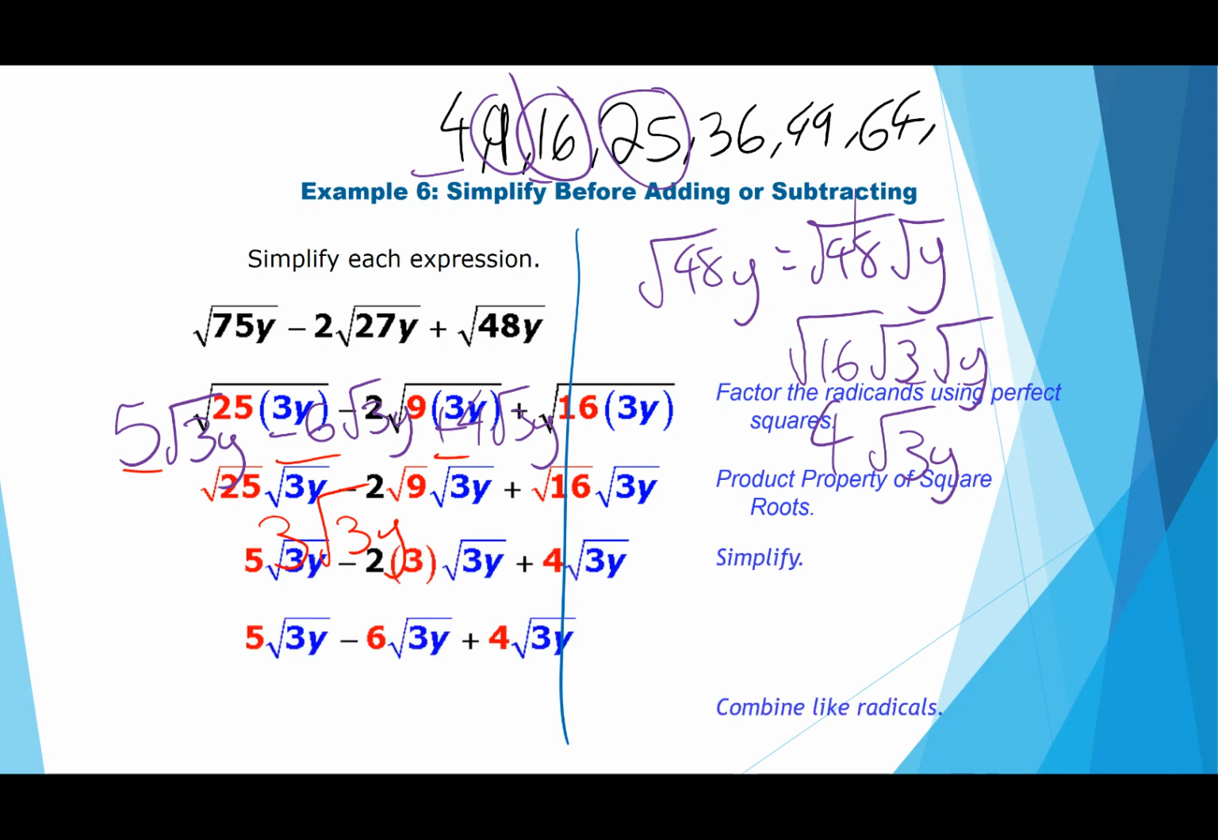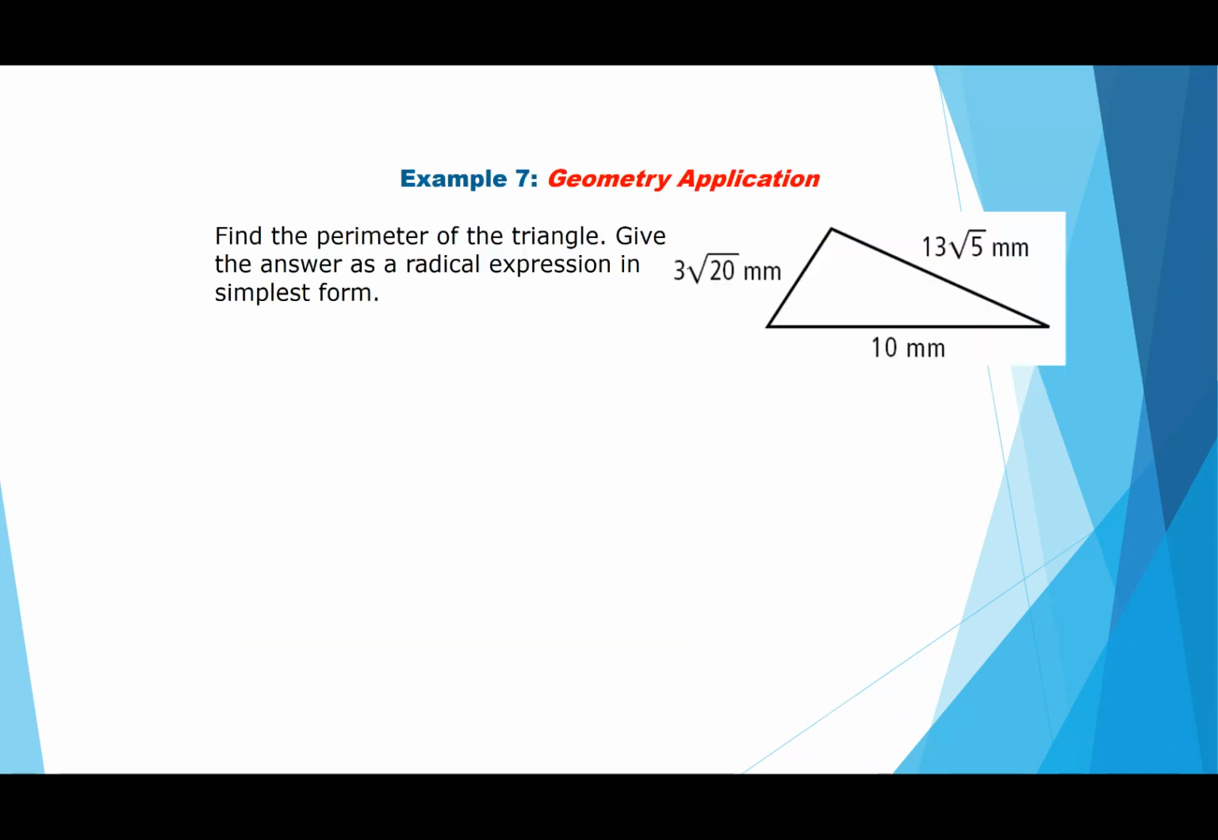So you can see how they simplified it all together. Same thing. Just be careful, like here, when they do the negative 2 times 3. You remember that you can do that.